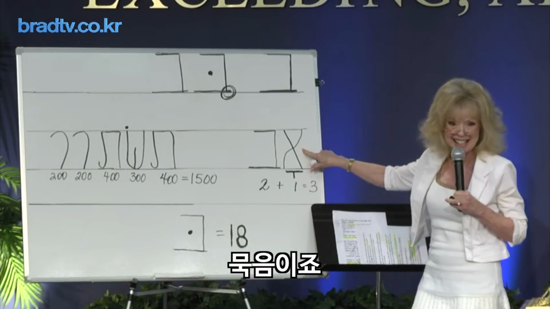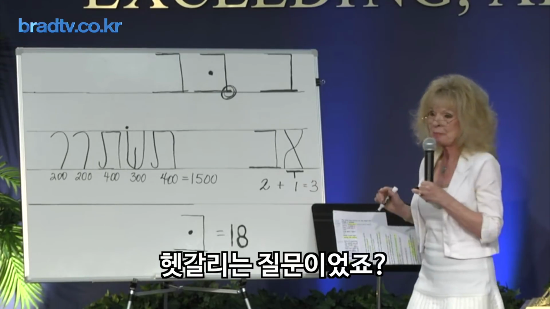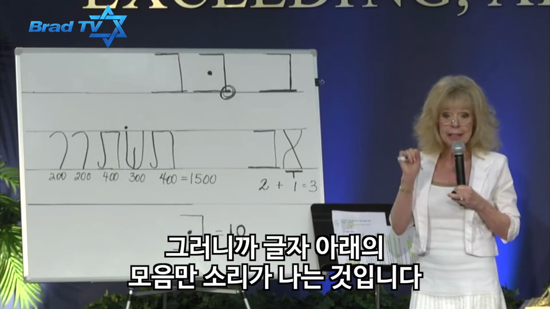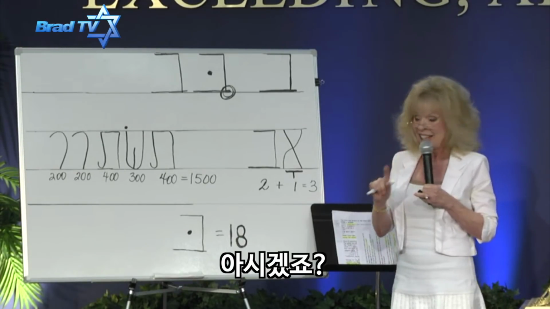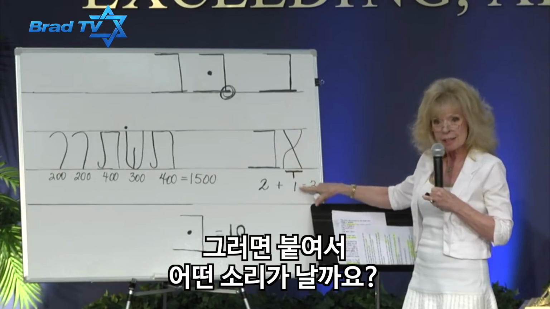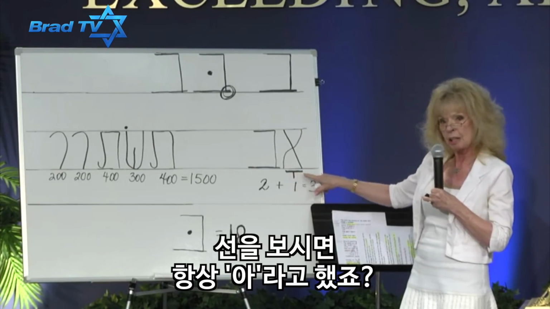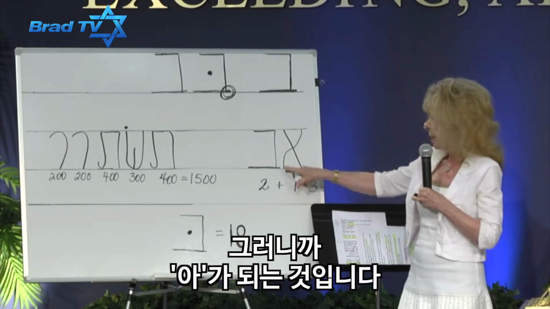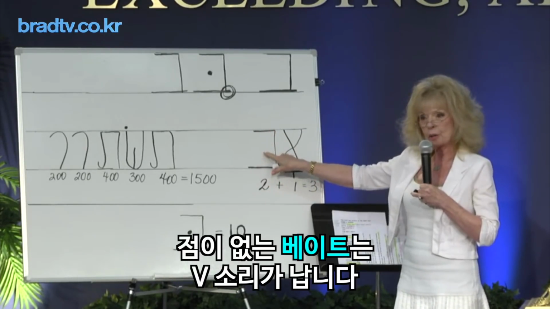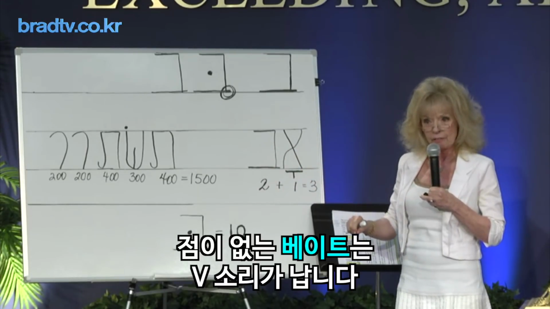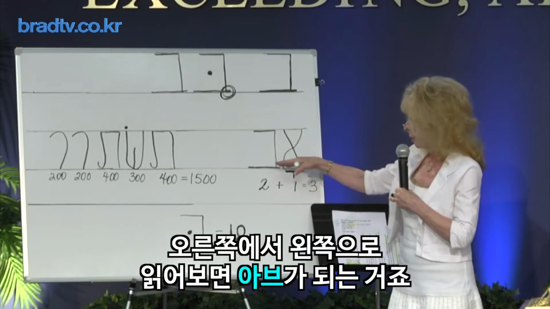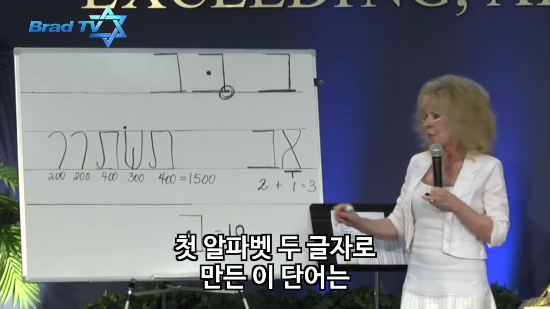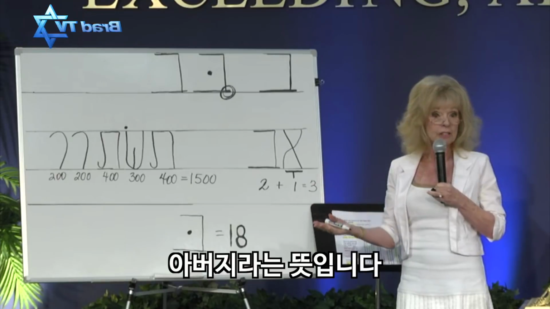It doesn't make any sound. Okay, that was a trick question. So it's only going to make the sound of the vowel point underneath it. Got it? So now what sound is this letter making? Since anytime you see a line, you're going to say ah. So what does this say? Ah. And the bait without the dot says V. So you're going to go from right to left, Av. That's the first word in the alphabet with the first two letters, and it means father.